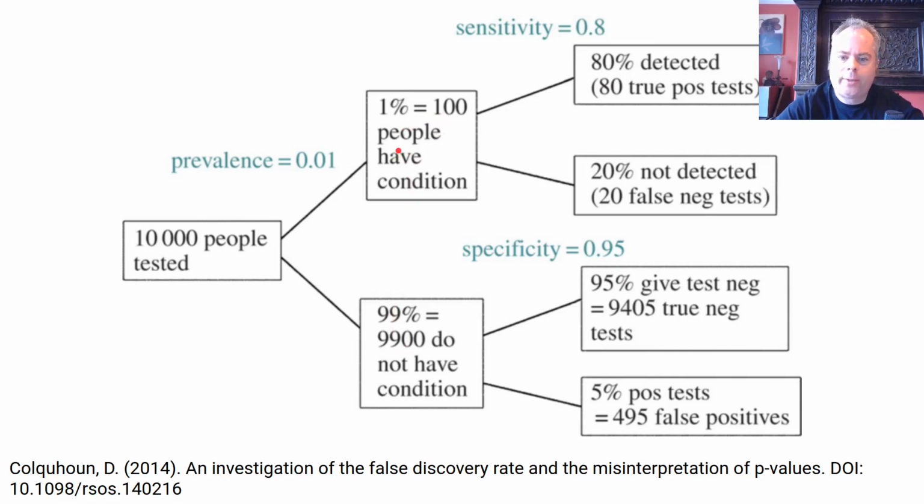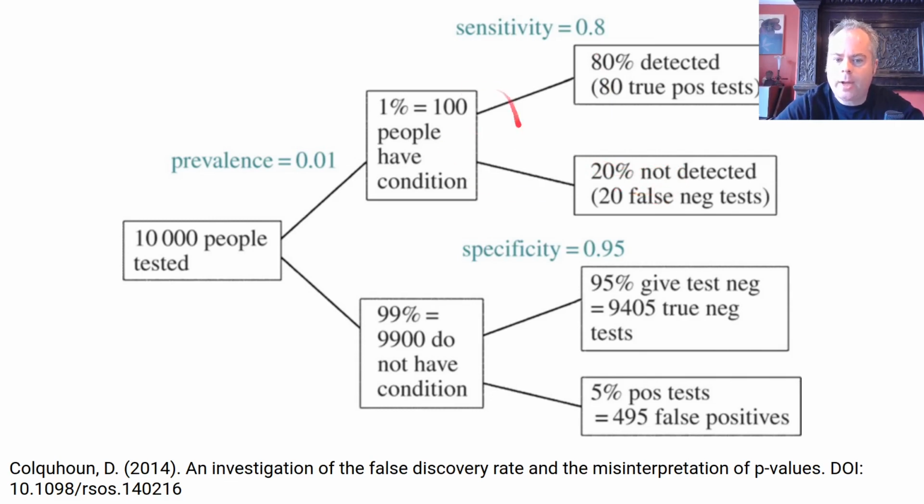For the 1% of people, the 100 people that do have the medical condition, we've got a test with a sensitivity of 0.8. This means that 80% of people with a condition are correctly diagnosed. So we have 80 true positive tests. We're going to miss some people. The sensitivity is 0.8, so 20% of our 100 people, even though they have the condition, won't be detected using our test. So we've got 20 false negatives.